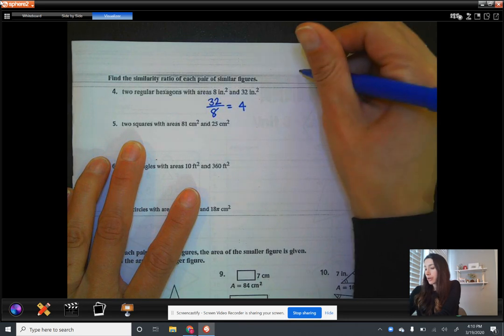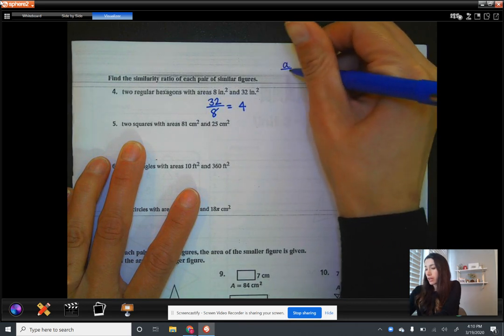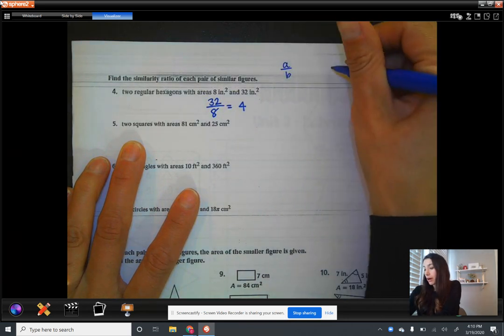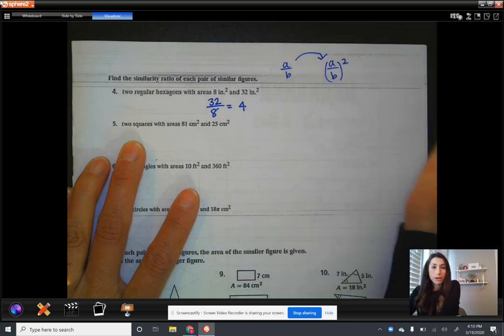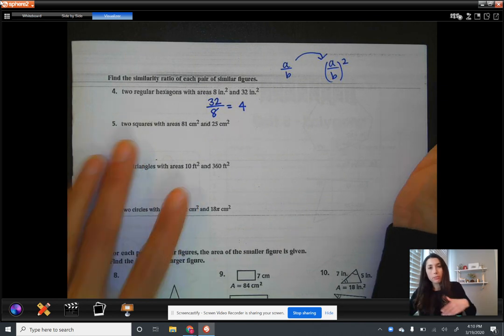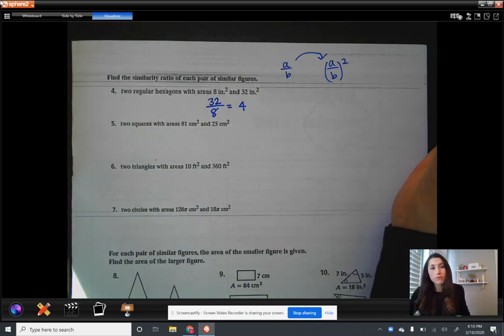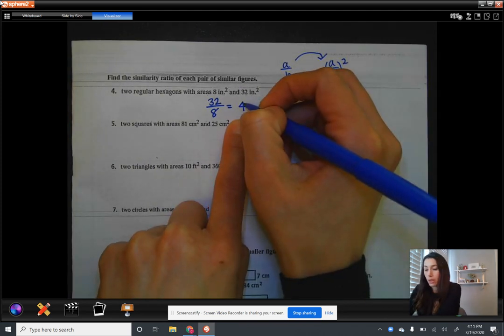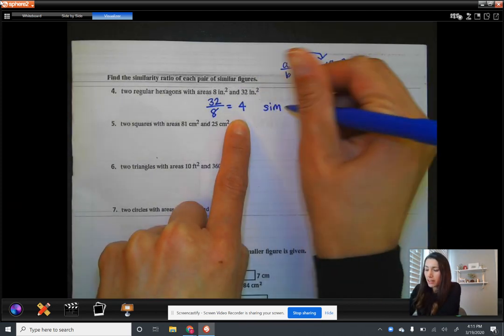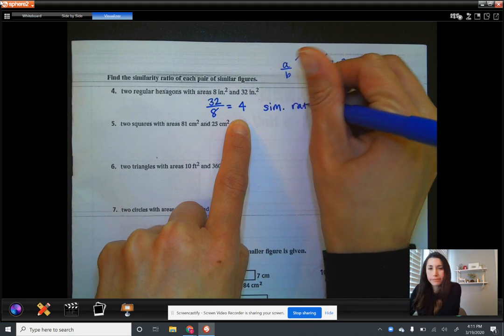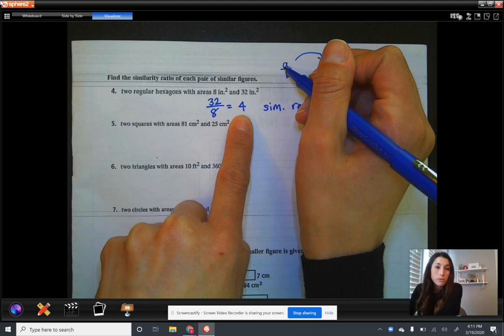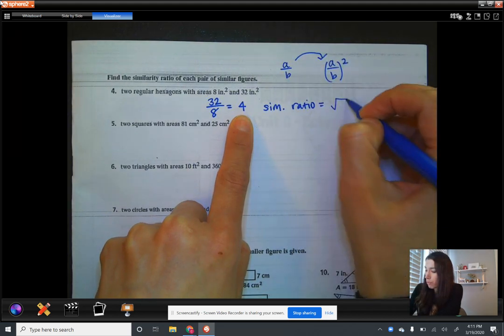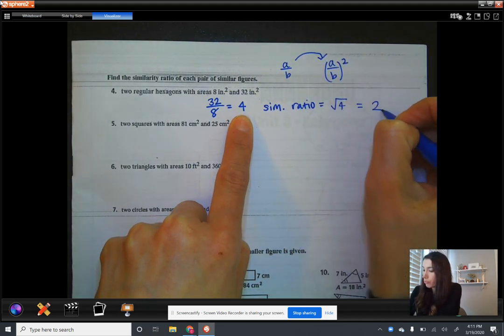Now, I know an area ratio, basically I take a regular ratio, and for area, I square it. So from here to here, I'm squaring my value. But the opposite of squaring a number is taking the square root. So if we want to know the similarity ratio, we would have to take the square root of 4. So our similarity ratio or side length ratio is kind of the same thing. Scale factor, also the same thing, would be going backwards from being squared to not being squared. So that's the square root of 4, which is 2.